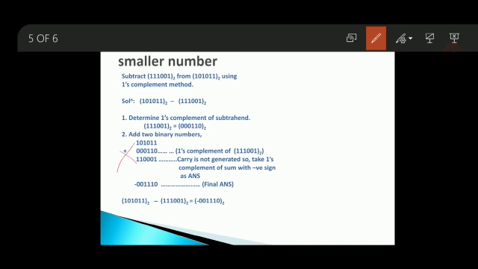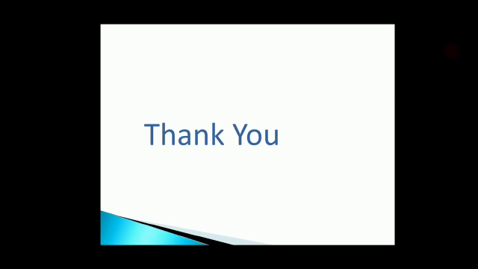So in the fourth step, you know that if the carry is not produced in the addition, you have to take the answer's, or the sum's, ones complement. The sum is 110001, so here you have to take its ones complement. It will be 001110. And don't forget to give a negative sign. So this will be your final answer. Hope you understood the concept. Thank you.